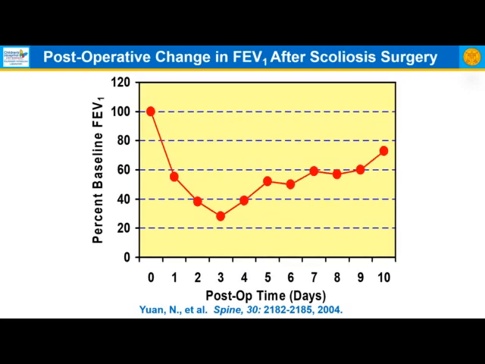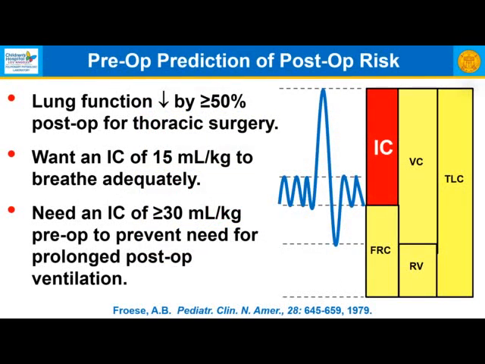FEV1 shows a similar pattern, although it dips a little bit here. It seems to recover a little more quickly than the vital capacity, but it's still down to about 3/4 of the preoperative value at 10 days postoperatively. Day 2 to 3 to 4 is clearly the worst, and here we're down to less than 30% of the pre-op value. So lung function decreases by over 50% post-op for thoracic surgery.